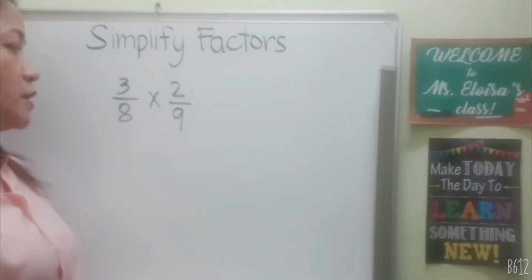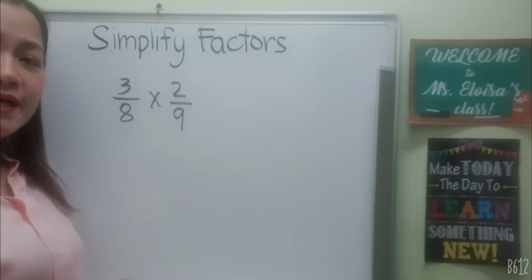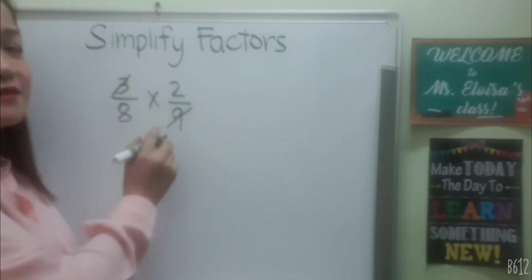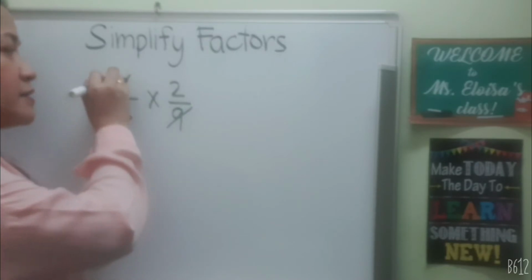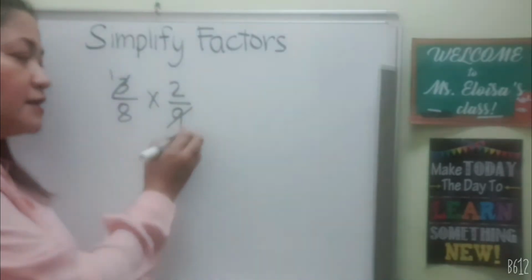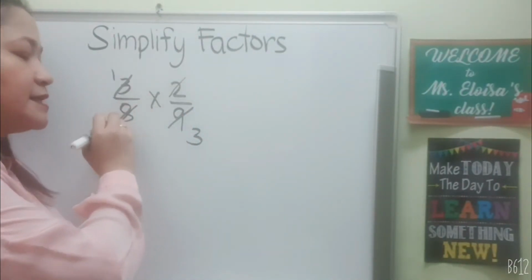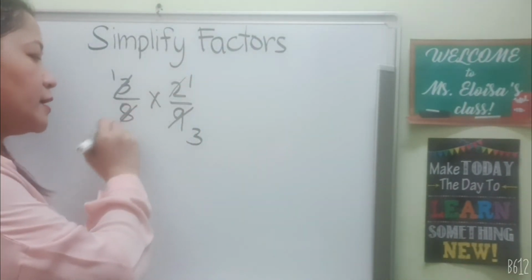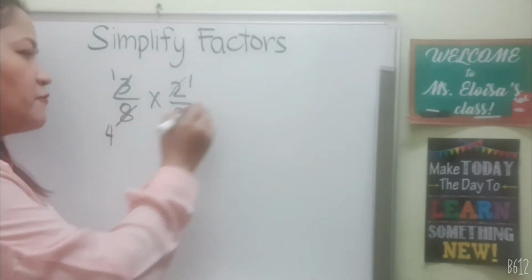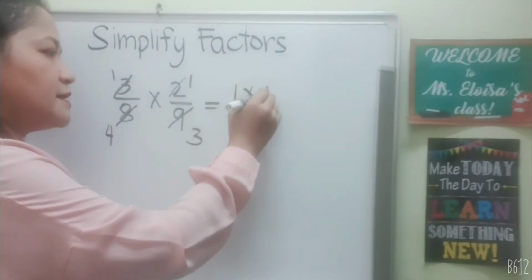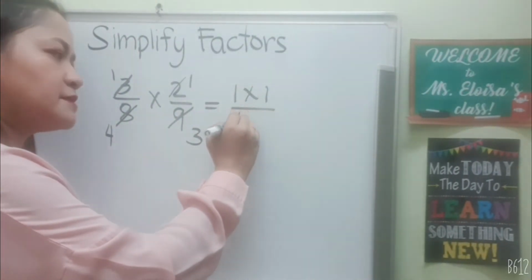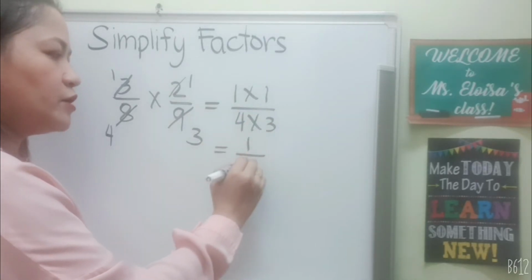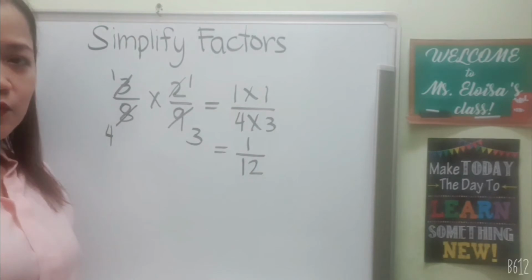Let us try this one. We have 3/8 times 2/9. So 3 and 9, common factor is 3. So 3 divided by 3 is 1. 9 divided by 3 is 3. 2 and 8, common factor is 2. So 2 divided by 2 is 1. And 8 divided by 2 is 4. So that will be 1 times 1 over 4 times 3. 1 times 1 is 1 over 4 times 3 is 12.